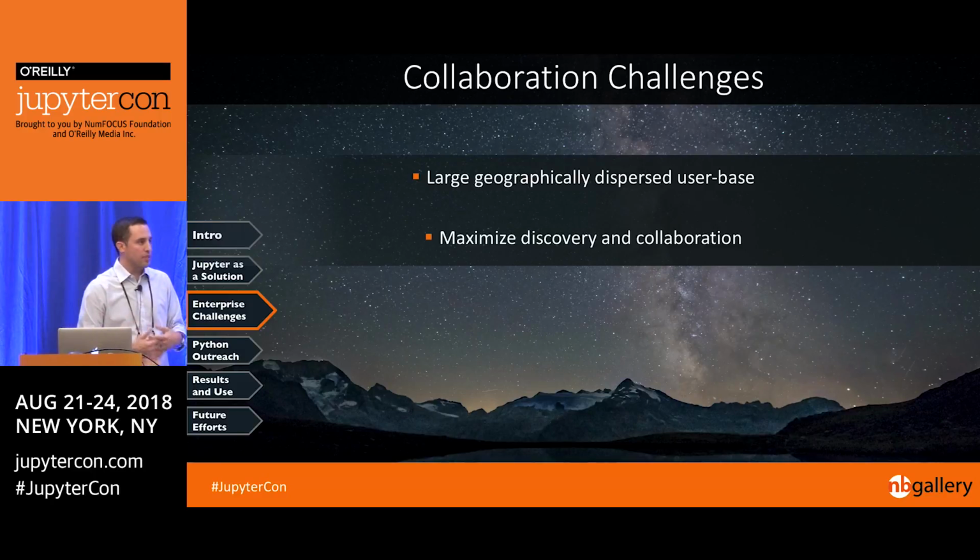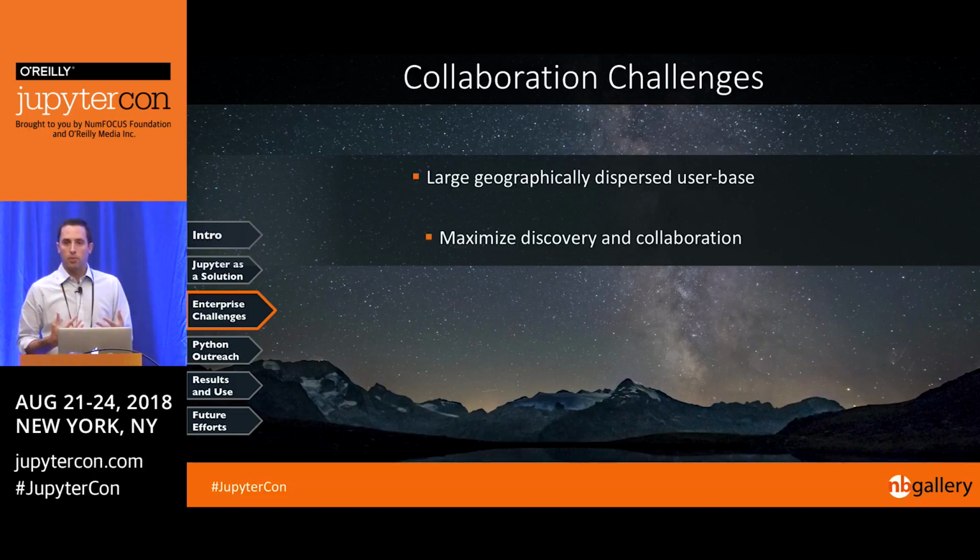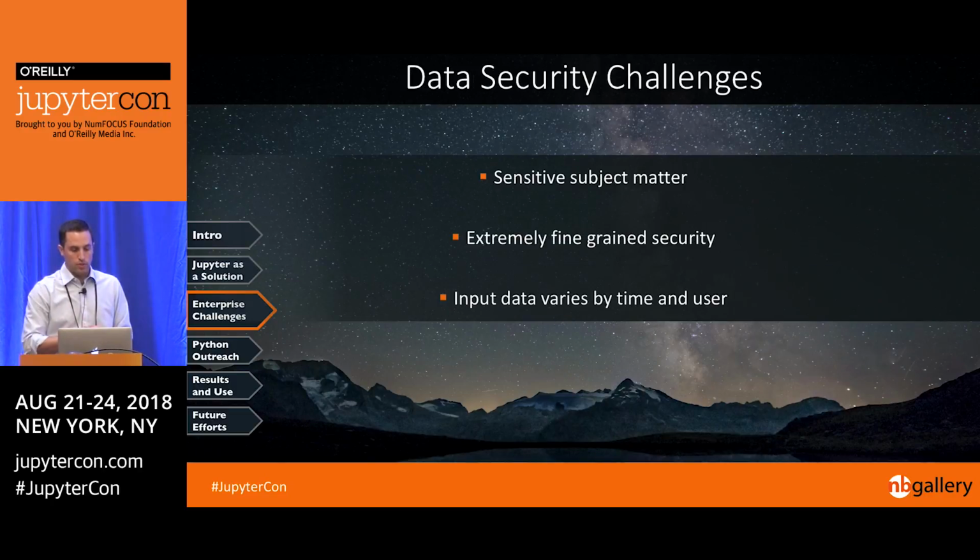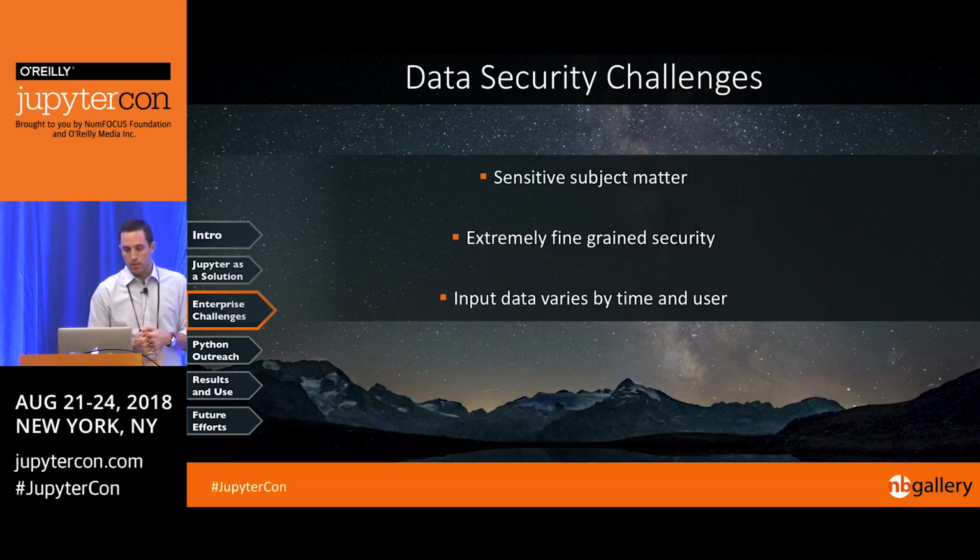On the collaboration challenge side, with this large geographically dispersed user base, as much as possible we want to enable these users to maximize discovery and collaboration opportunities across the variety of analysts at the variety of locations. On the data security side, again, this is not a unique challenge in an organization, but for us it can be pretty extreme.